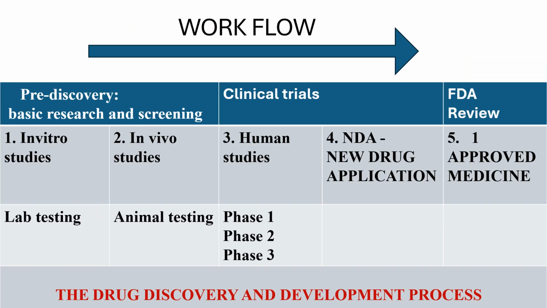Our next slide is a further breakdown of the drug discovery and development process. From left to right: pre-discovery, basic research and screening. 1. In vitro studies, which is lab testing. 2. In vivo studies, which is animal testing. Then we have clinical trials. 3. Human studies. Clinical trials are divided into phase 1, phase 2, phase 3. Then we have 4. NDA, the new drug application, which is filed with the FDA for review. And we have one approved medicine.